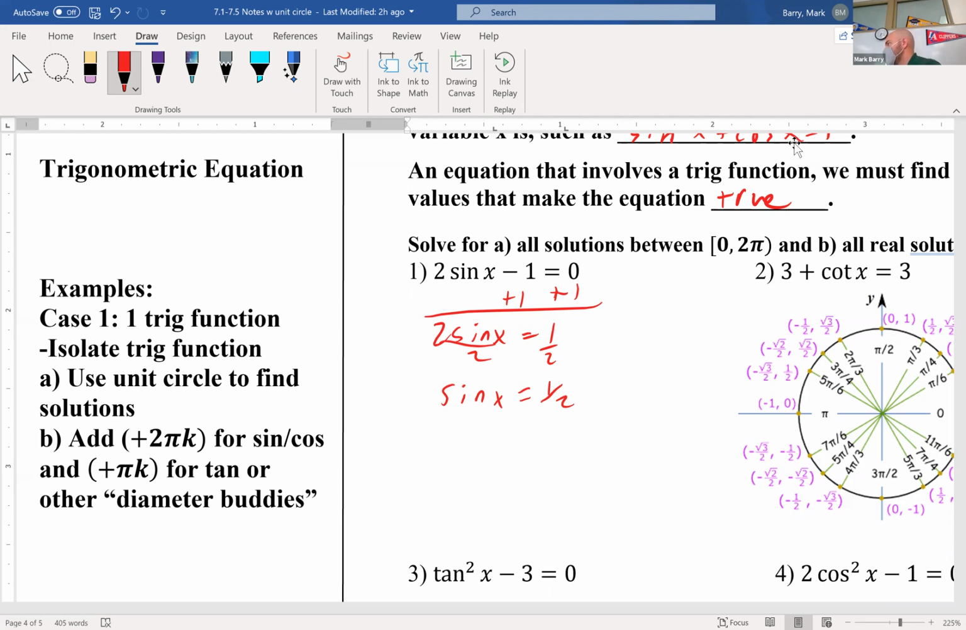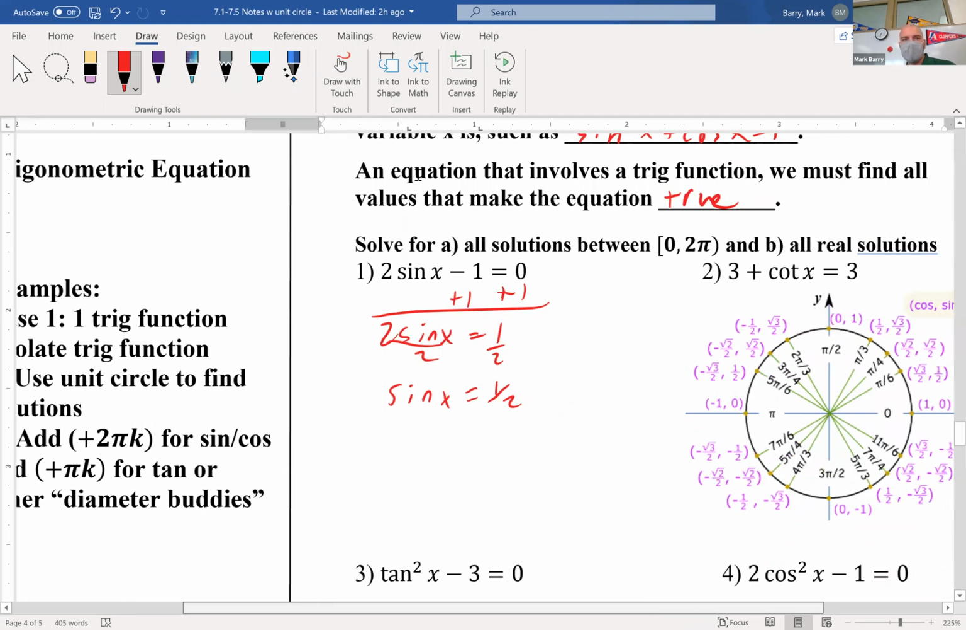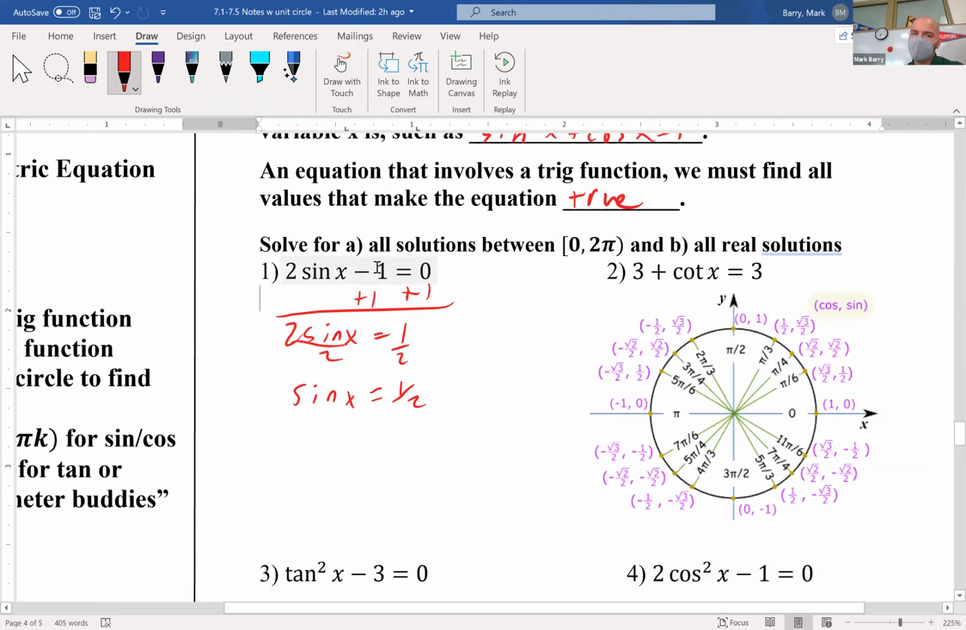Next step is that we look at the unit circle and we find all the spots where that's true, okay? Oh, quick note. We're actually going to be answering 2 questions here. We're going to be doing part A first. So part A says find all the solutions between 0 and 2 pi. That's all the solutions on our first trip around the circle, okay? Then part B says all real solutions.